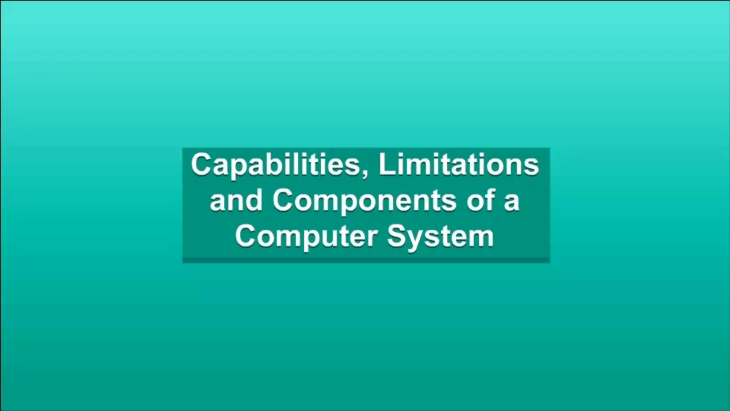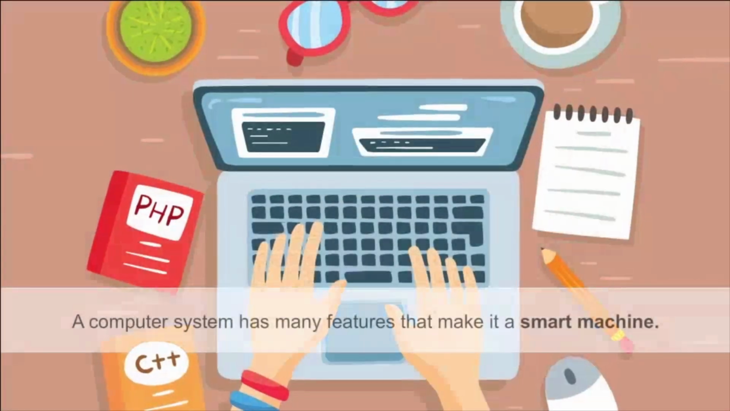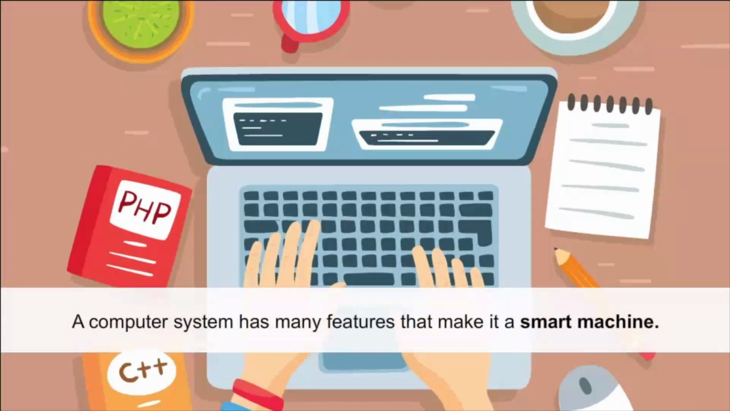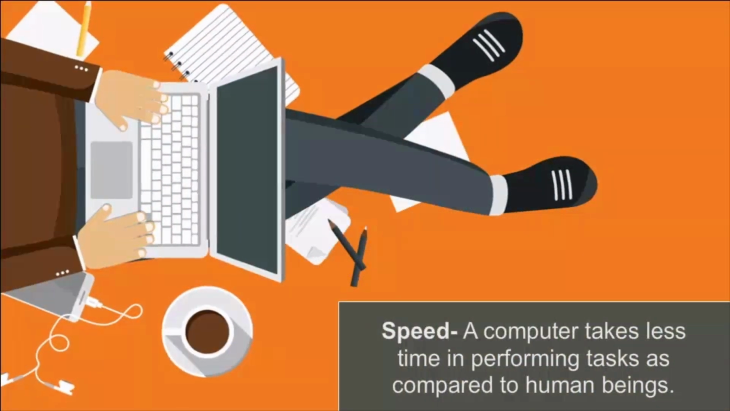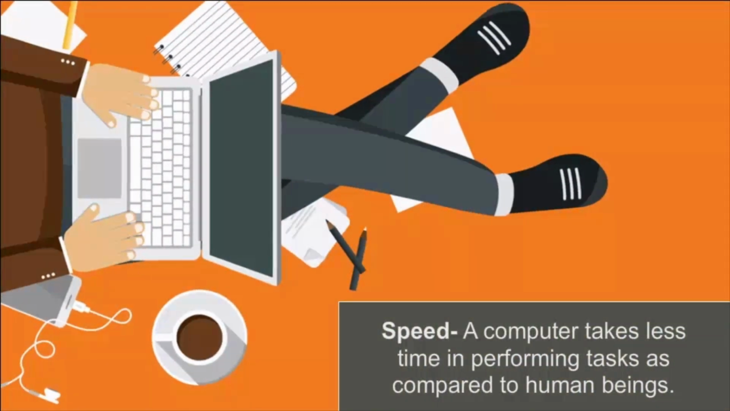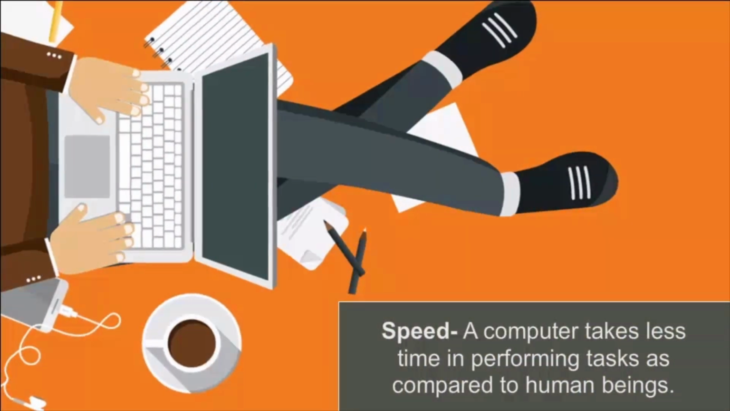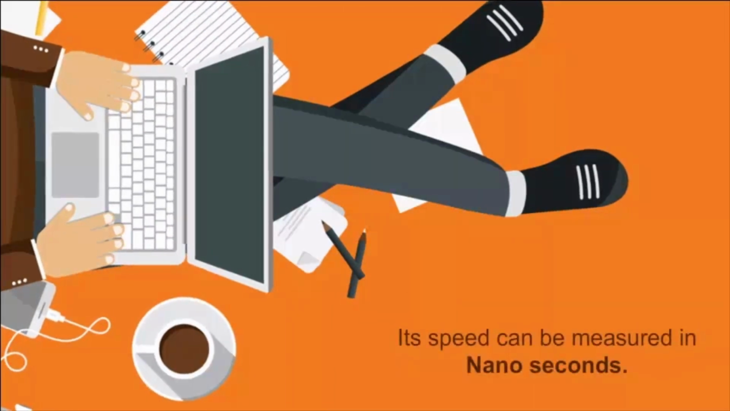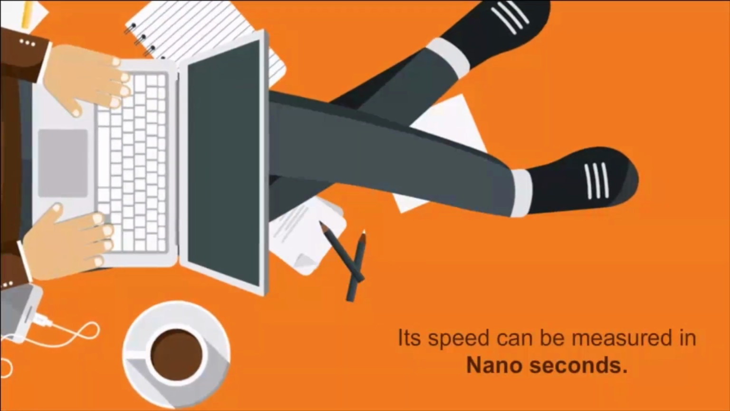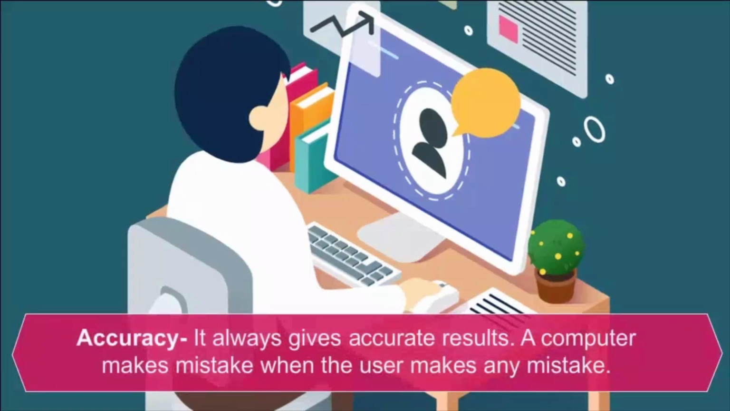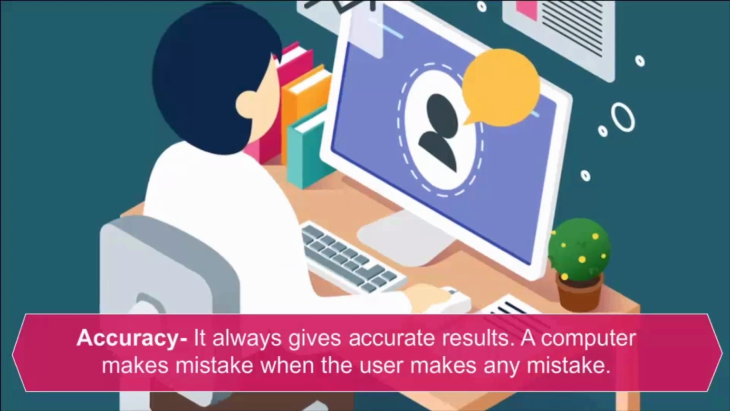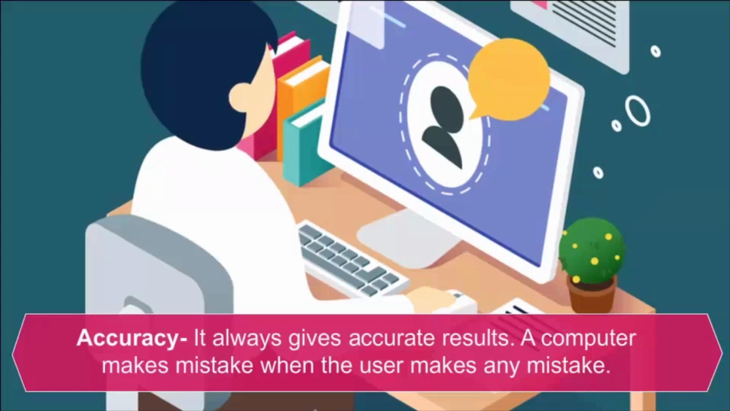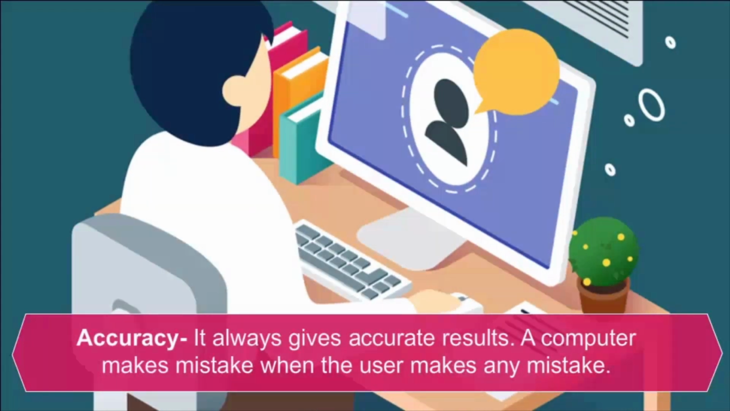Capabilities, limitations, and components of a computer system. A computer system has many features that make it a smart machine. Speed. A computer takes less time in performing tasks as compared to human beings. Its speed can be measured in nanoseconds. Accuracy. It always gives accurate results. A computer makes mistakes when the user makes any mistake.